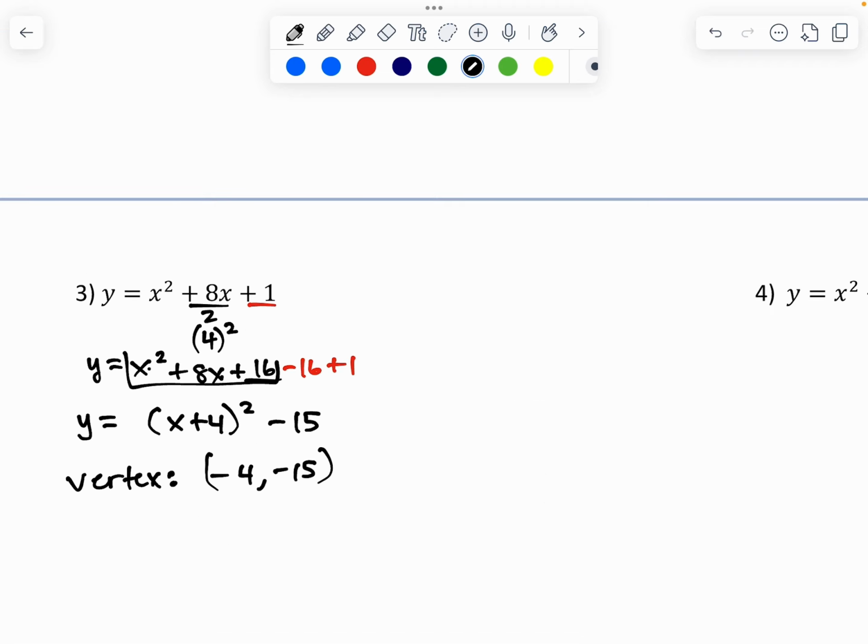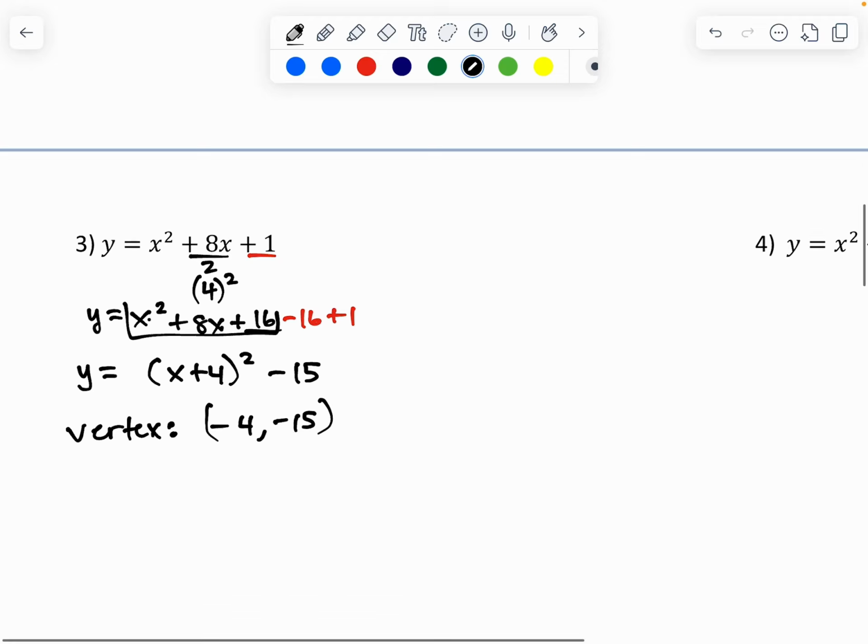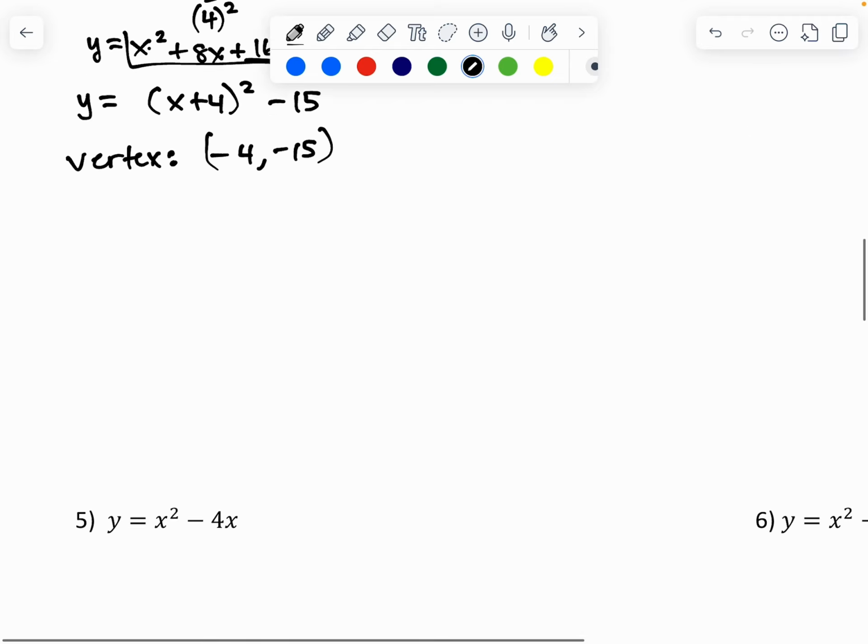Okay, hopefully you're finding this a little bit easier. Okay, not a whole lot of work, not much different. We still have to complete the square first, and then instead of adding it to the other side, we're going to subtract it right away and add the end number.